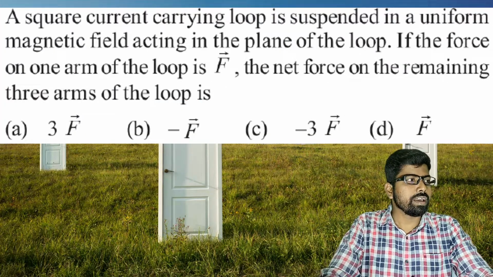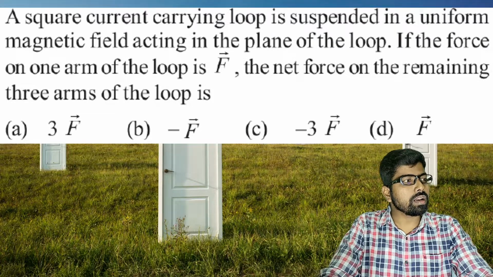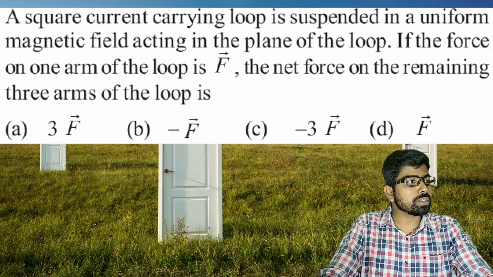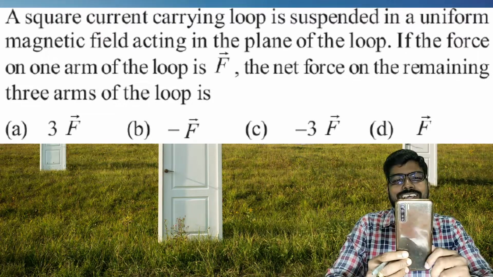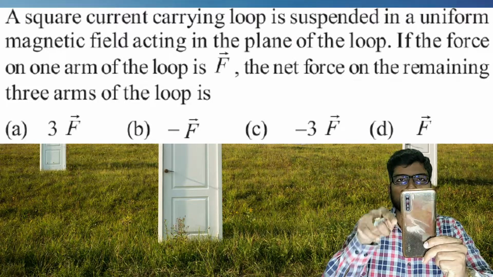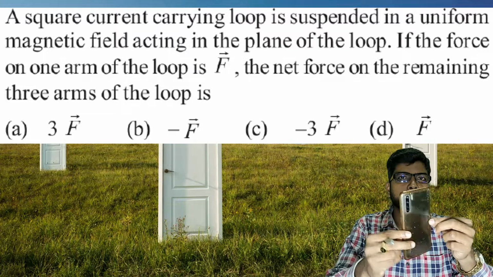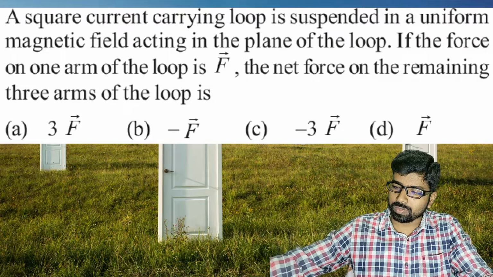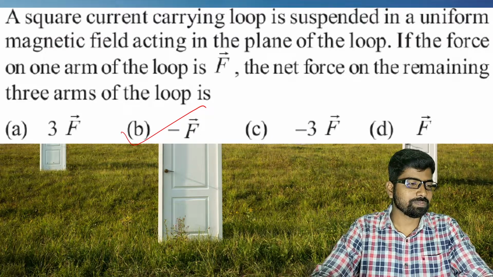Very interesting question. A square current carrying loop is suspended in a uniform magnetic field acting on the plane of the loop. If the force on one arm of the loop is F, the net force on the remaining three arms of the loop will be what? If one force is acting here in this direction, on these two arms no force will be acting, and here the same force because it will be rotating. If you have F amount of force, a negative F amount of force will be there, and you can find the answer. Option B is the right answer.